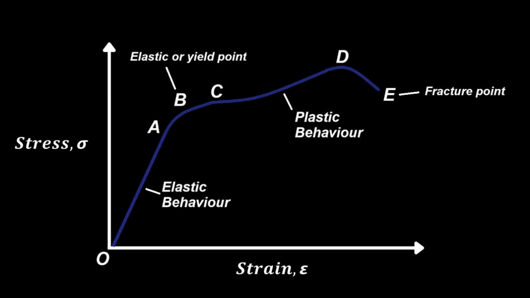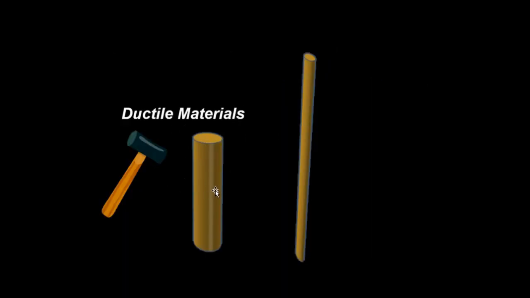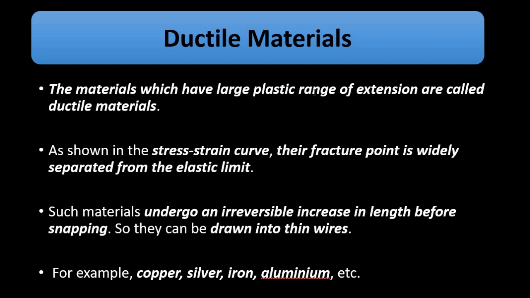Ductility is the ability of the metal to be drawn into thin wires. So it means much larger increase in strain with the application of load, with the application of stress. It is the ability of the metal to be drawn into thin wires. I am saying metal because mostly metals exhibit ductile properties. So they have large plastic range of extension. Beyond the elastic limit, they have large plastic extension.